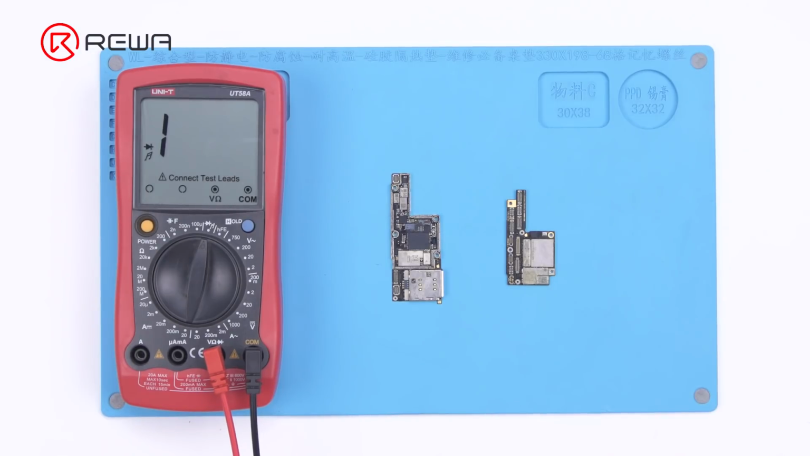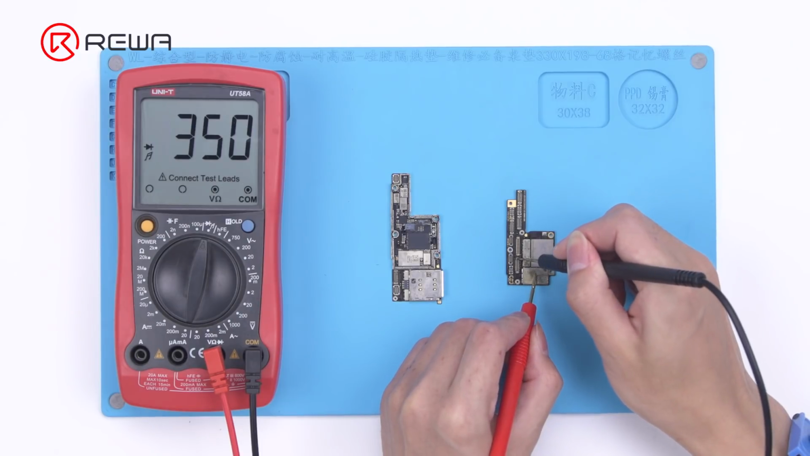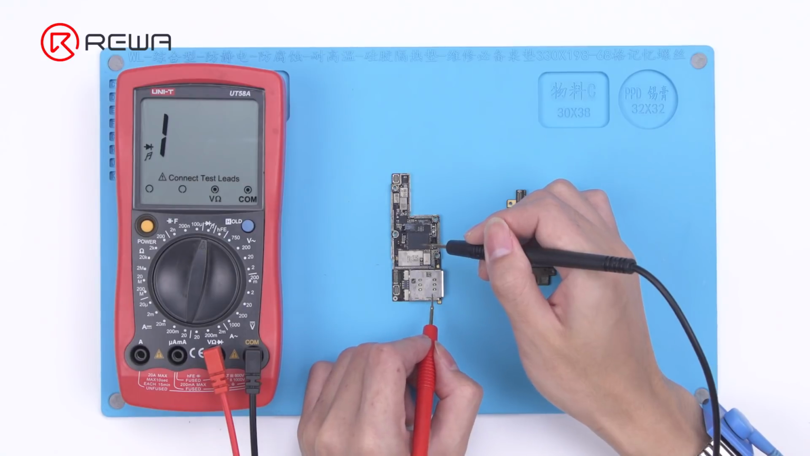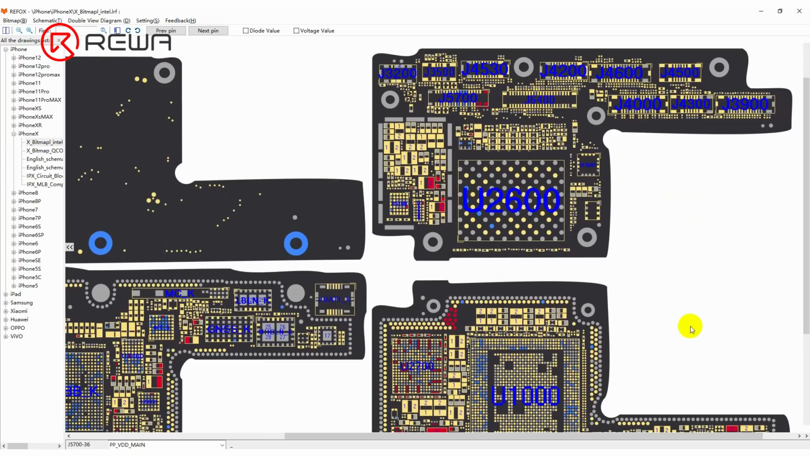After the motherboard has cooled, we firstly measure PP-VDD main of the logic board. The resistance value is normal. Then we measure PP-VDD main of the signal board. The resistance value is abnormal. So we can confirm that the faulty part is on the signal board.